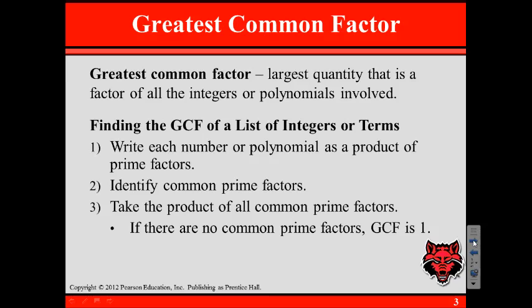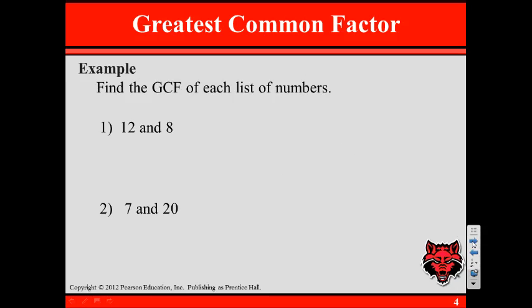This is the process for finding the greatest common factor, which is sometimes referred to as the GCF, of a list of integers or terms. First, we write each number or polynomial as a product of prime factors. That's called the prime factorization. We covered that in Module 1. Second, we identify common prime factors. And then third, we take the product, we multiply all of the common prime factors together. And if there are none, we say the GCF is 1. Let's try a few examples.